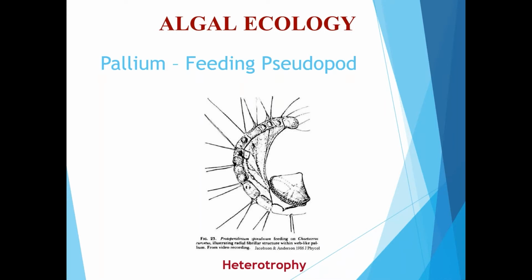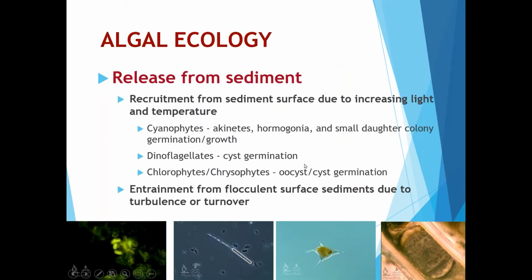I've been looking for a video for forever of thecate dinoflagellates engulfing other cells. Ceratium can do this with Fragilaria crotonensis. So they essentially exude this organelle called a pallium. It engulfs often chain diatoms. They suck out the contents and jettison the pallium. Pretty cool. And this is a common strategy that's used by some of the thecate dinoflagellates.